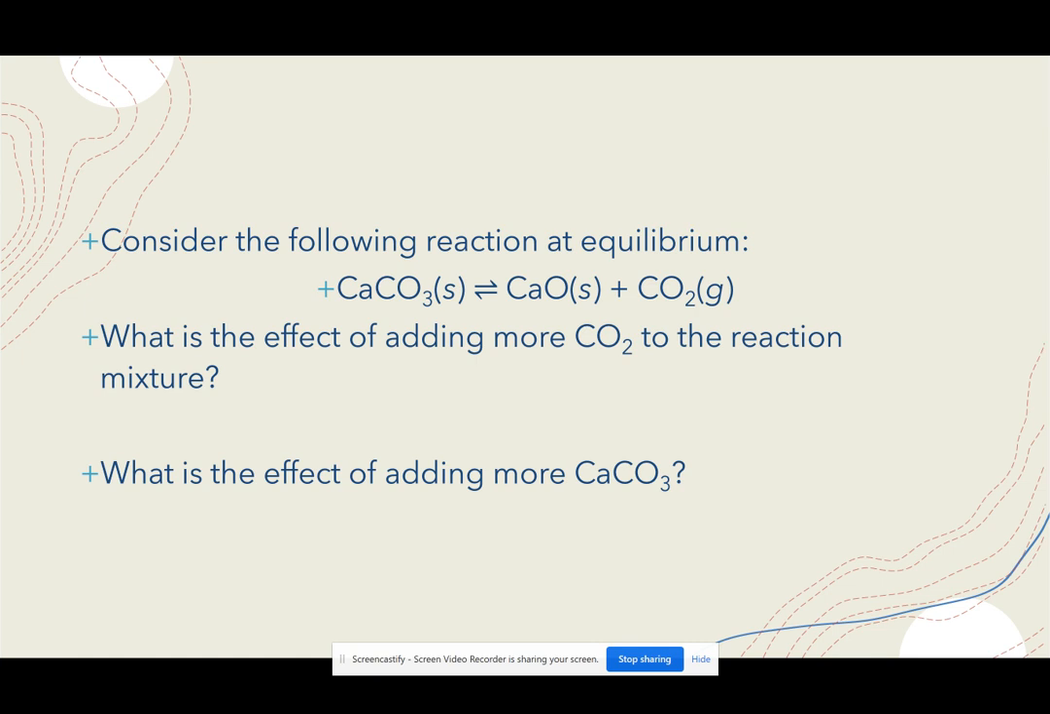In this reaction, if I add more carbon dioxide, so I'm adding more product, we're going to shift away from what I'm adding. So we're going to shift to the left.